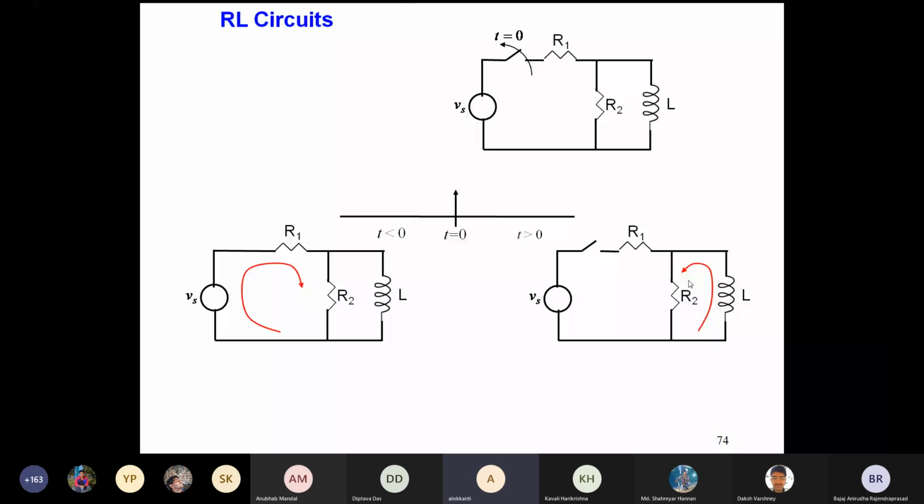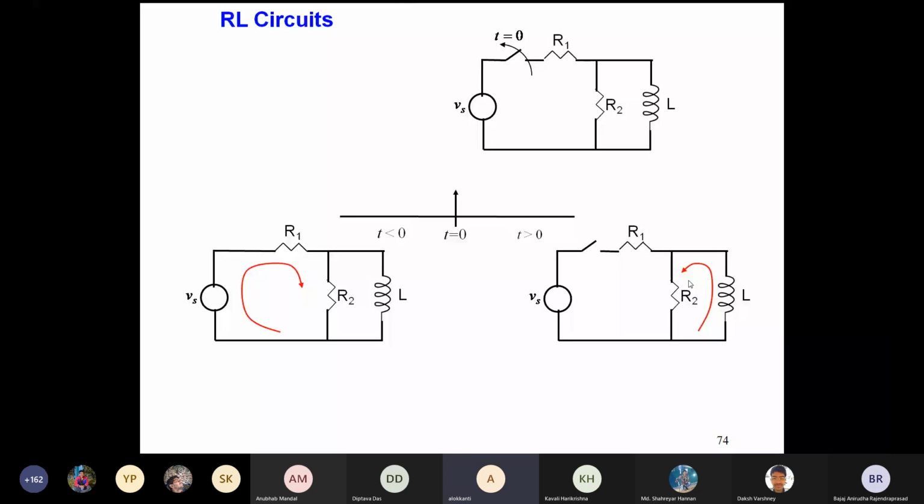Okay. But since this R2 is there, does R1 make a closed path? Is R1 part of any closed path? No, sir. But R2 and L, they generate a closed path. Okay, and R2 is an element that can dissipate energy. R2 is just a resistance. It can be a coil. All our domestic heaters are basically some piece of resistance, so they can dissipate energy.